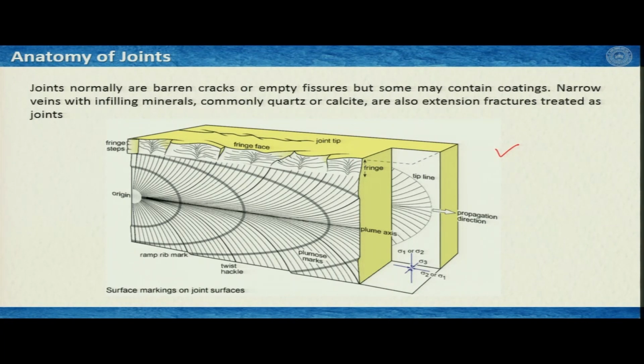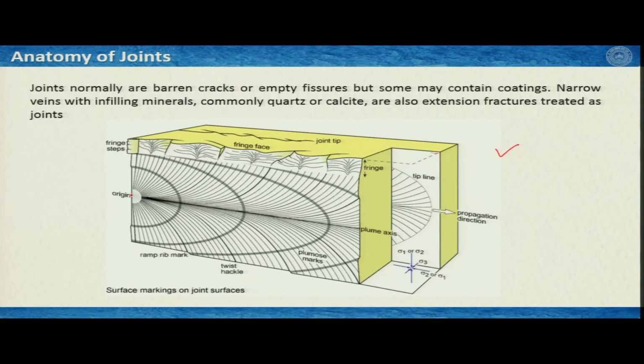But let's concentrate on this image. So what we see here, this plane where you have all these illustrations, this plane is your joint surface. So it happened this way, and this is another trace of the joint surface. This is the joint tip, and this is another surface. You can see the joint is exposed. We will learn about it.